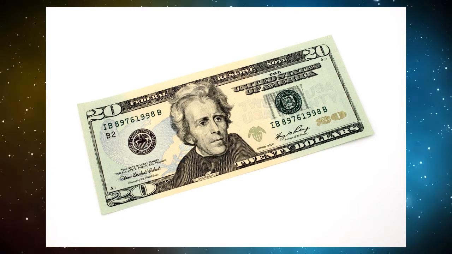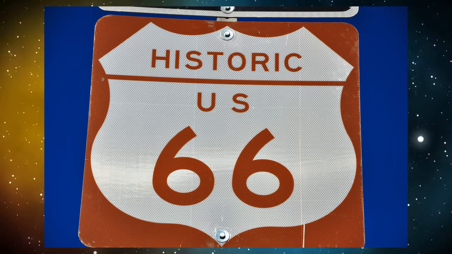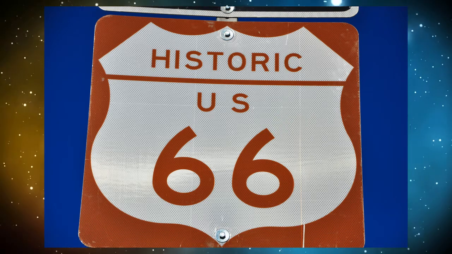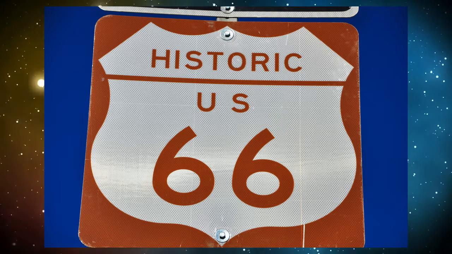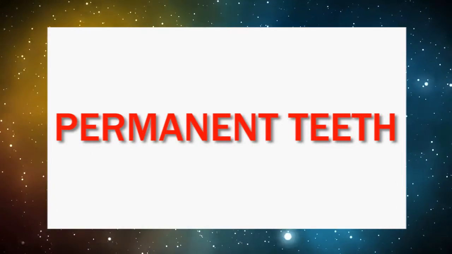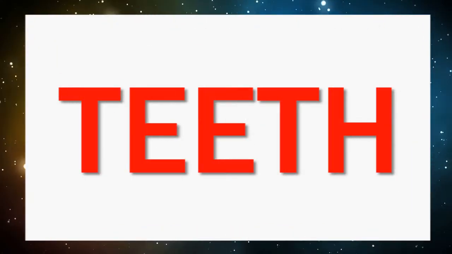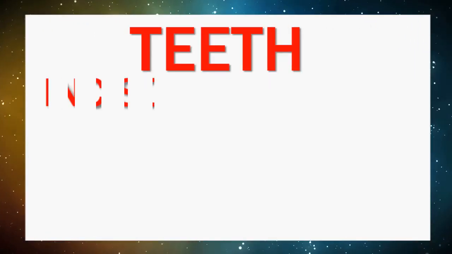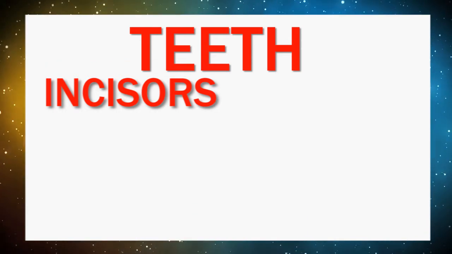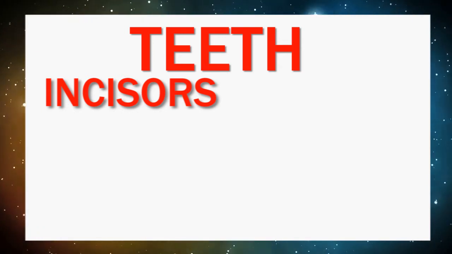Now, if we remember historic Route 66, the first 6 reminds us that the primary teeth start coming out at 6 months of age, and the second 6 reminds us that the permanent teeth make their appearance at 6 years of age. Now, the teeth are classified as incisors, which are the front teeth. They are sharp and used to take a bite out of something, like an apple, for example.